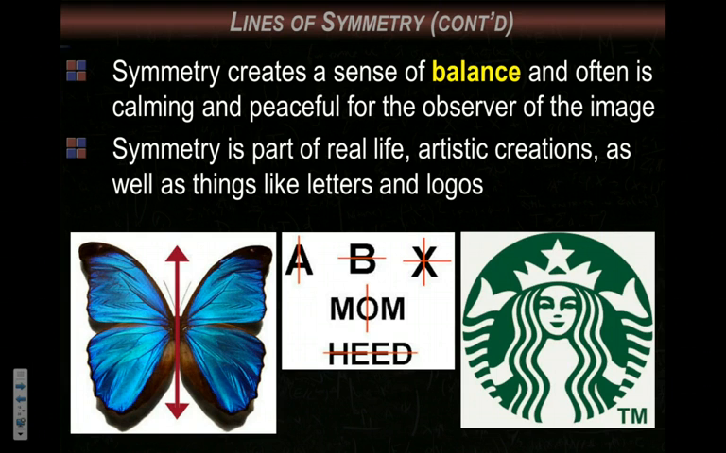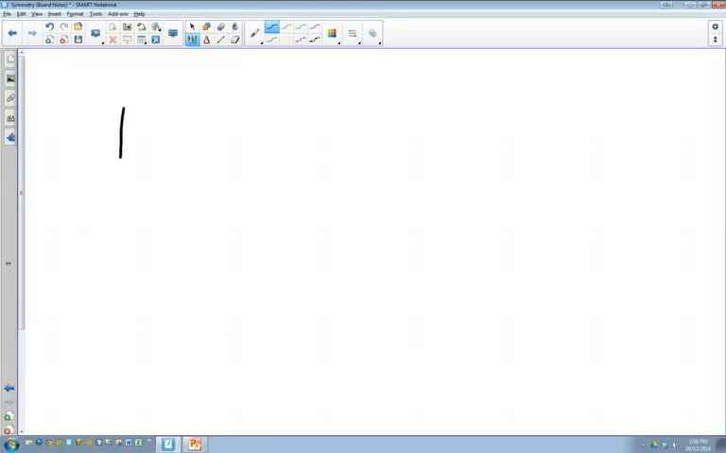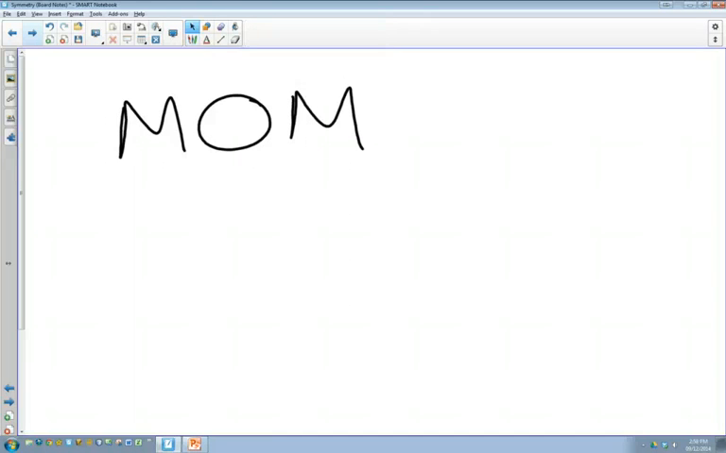For example, even a word like the word mom. How many lines of symmetry are in mom? Is it one? Just one. Okay. It depends on the letters you pick, or the style of letters. But how could I mirror divide this? Describe the one line. Describe it in a word. Vertical, right. It's a vertical line of symmetry.